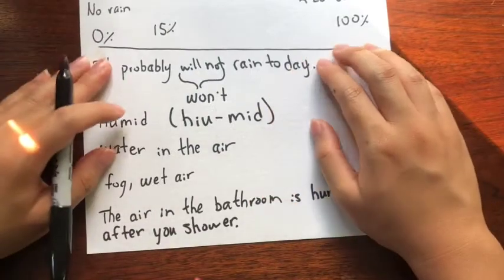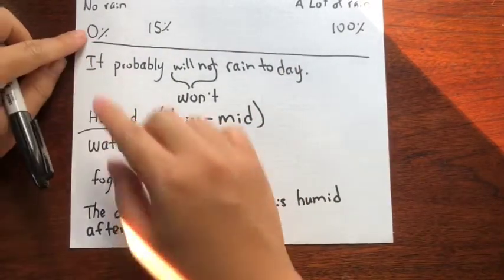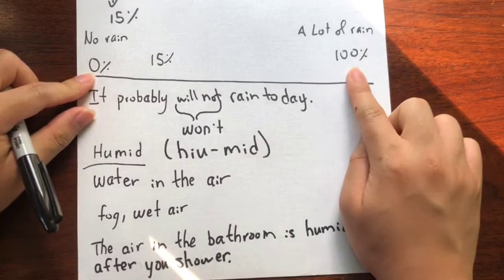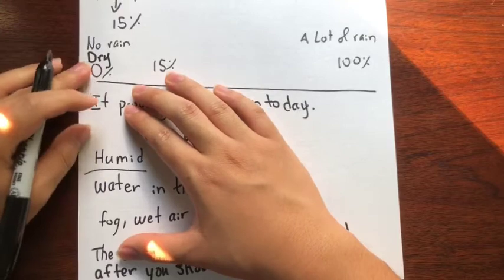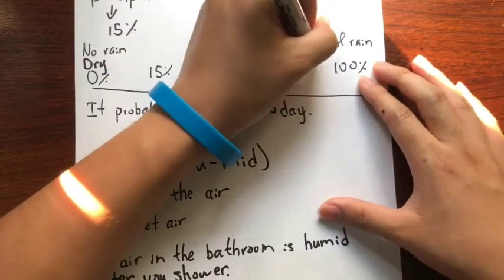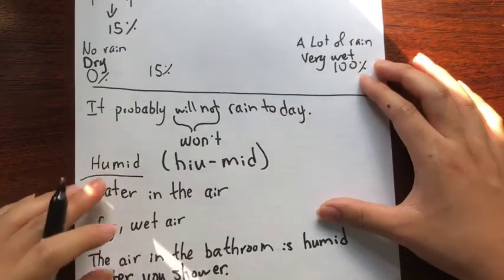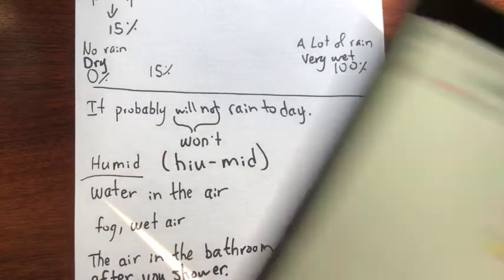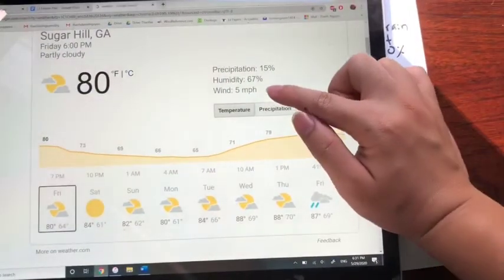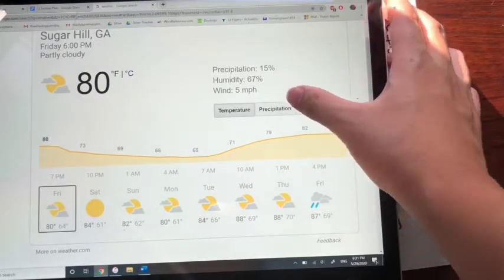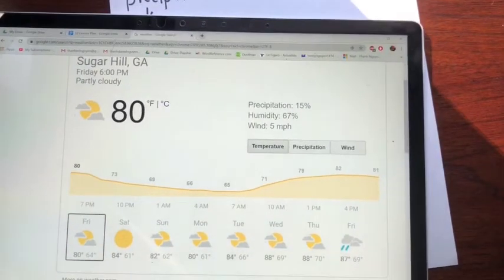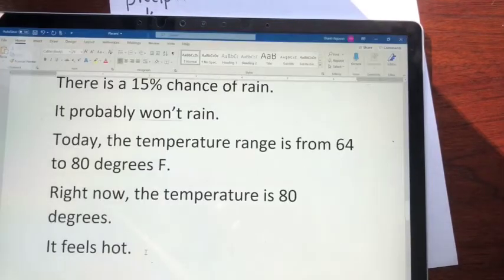So humidity is on a scale of 0% to 100%. What it means is 0 is dry and 100 is very wet. So if the humidity is at 67%, we can say it is humid today. So I'm going to write, it feels humid.